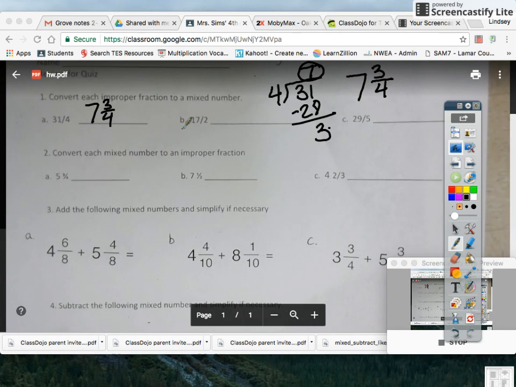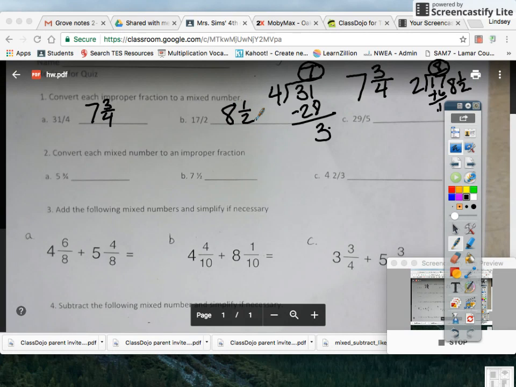For this one, B, 17 halves, you would divide 2 into 17, or 17 divided by 2. How many times will 2 go into 17 without going over? The answer is 8, because 8 times 2 is 16. There's 1 left over. Our answer is our whole number, 8. The remainder is our numerator, 1 half. So the answer is 8 1/2.